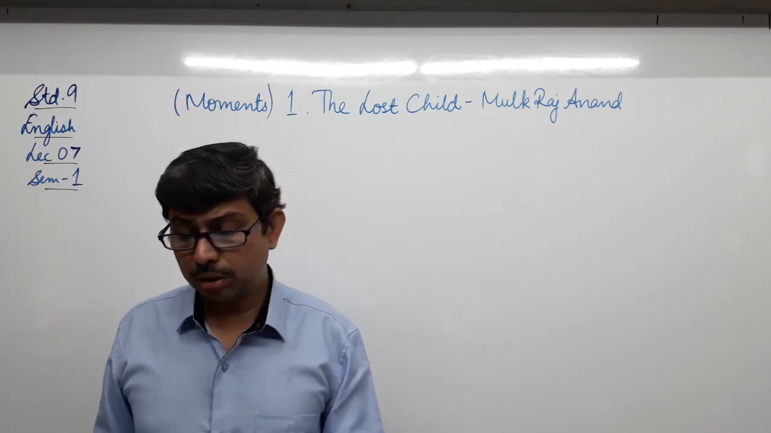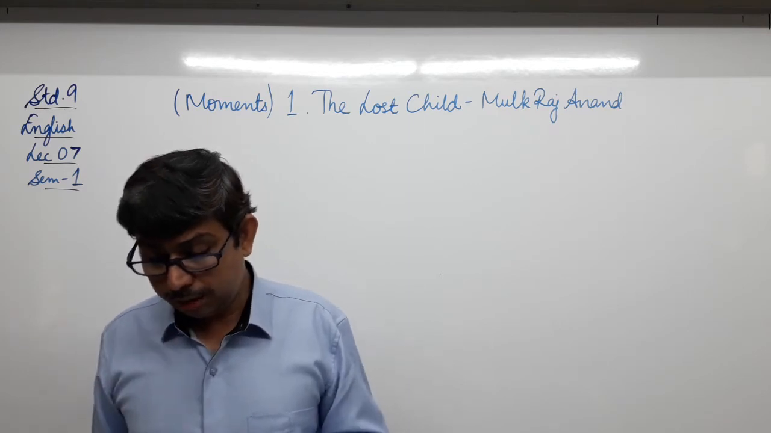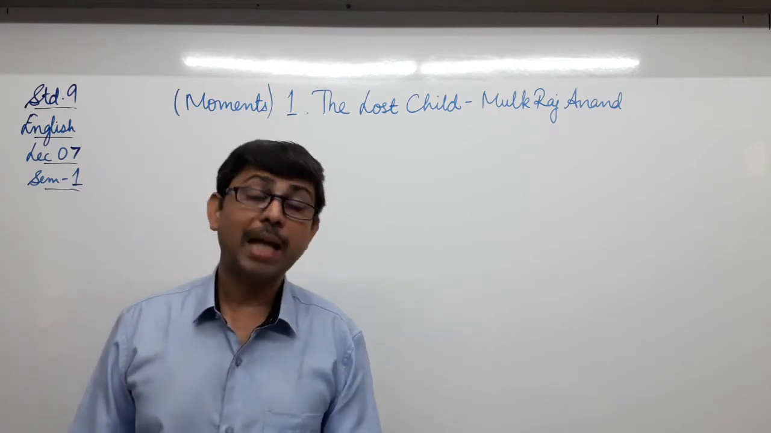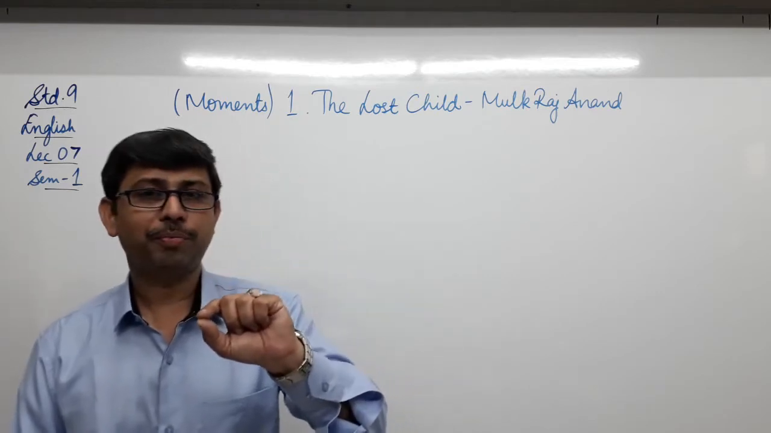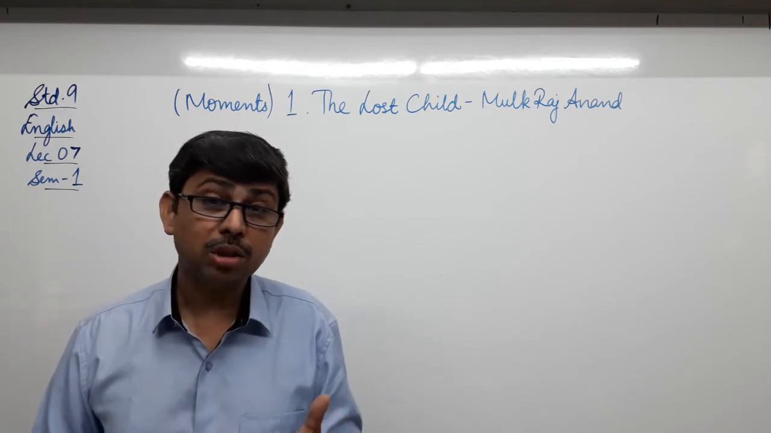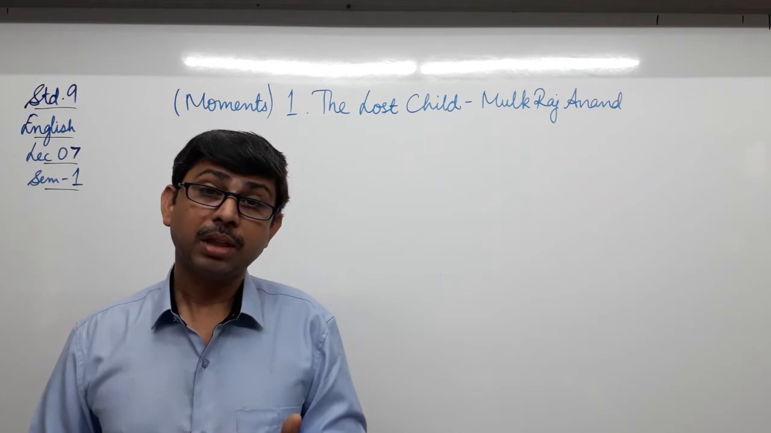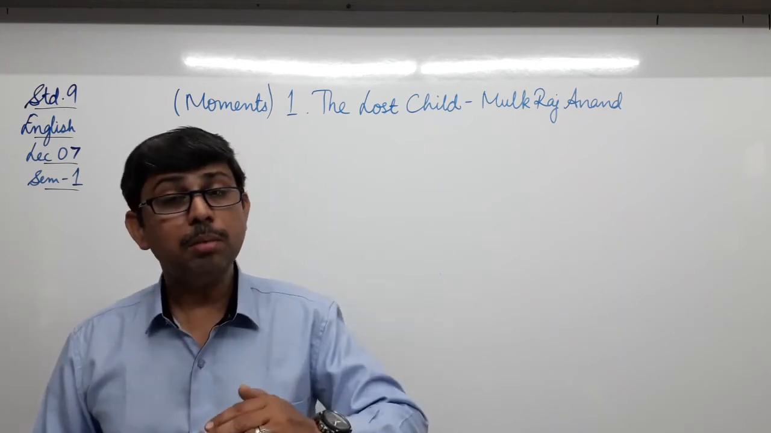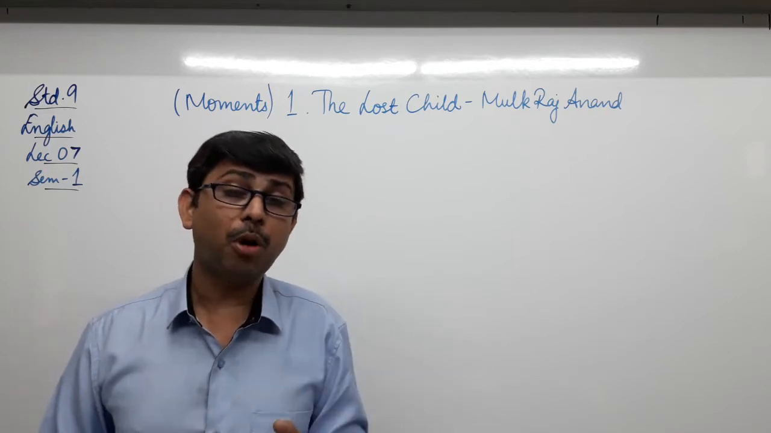let's get into the first chapter and introduce ourselves to it, that is The Lost Child. As the name itself suggests, there is some element of a child being lost. But where does the child get lost? How does he get lost? After getting lost, is he able to meet up again with the people whom he has got separated from?